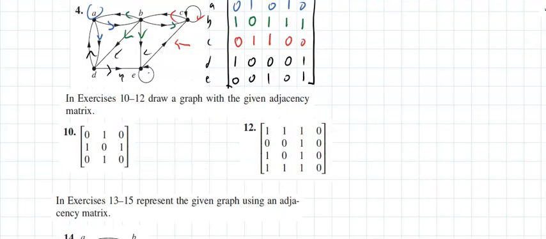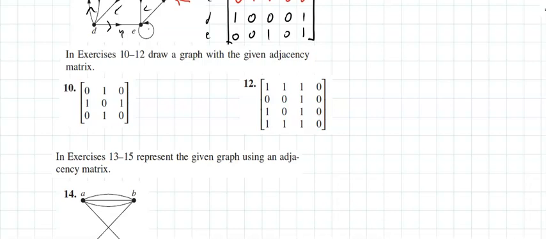Okay. Now, can we go backwards? Draw a graph with the given adjacency matrices. Well, on number 10, we have A, B, C, A, B, C, and we notice A runs to B, B runs to A, so there's a connection between A and B. There's also a connection between B and C. So there's A, there's B.